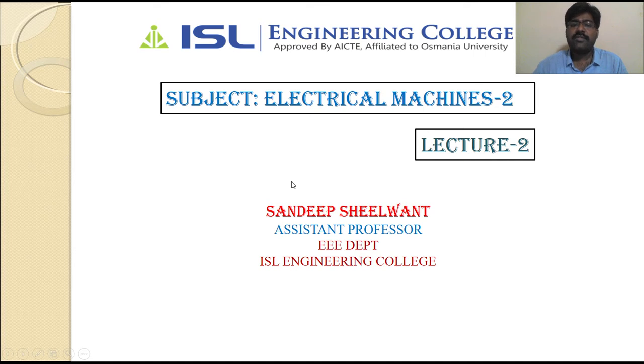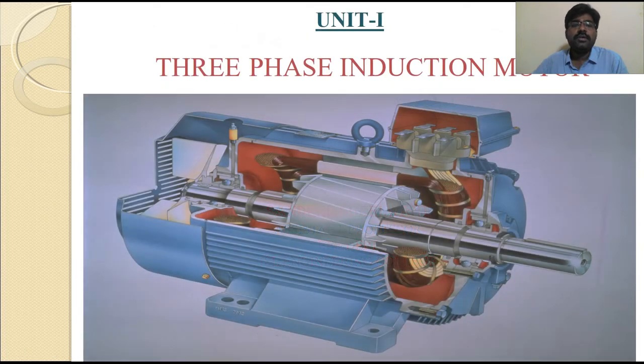So today we'll straight away start with the first unit in Electrical Machines 2. The name of unit 1 is 3-phase induction motor. As we already know, 3-phase induction motors are most popularly used in the industry. Everywhere you see, 3-phase induction motors are used.